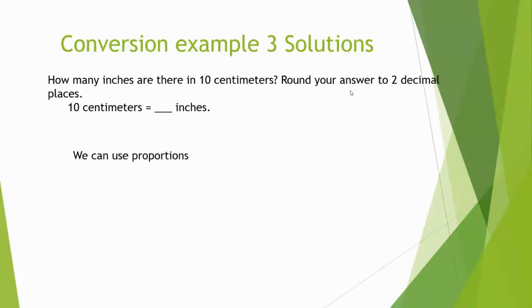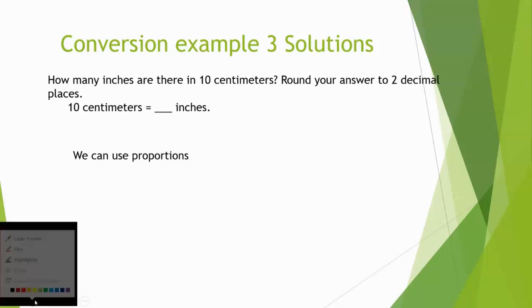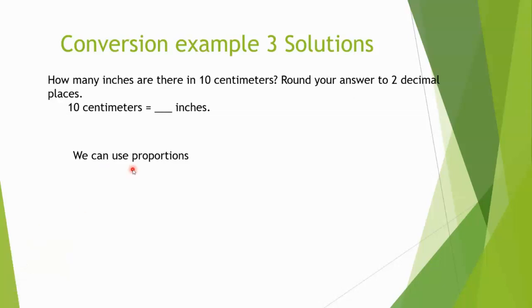Okay, so we can use proportions, as I said before, since we're doing conversions. So we want to know how many inches there are in 10 centimeters, right? And we know from an earlier slide, this is the conversion I used. If you use the other conversion factor, the only difference is that yours would be inverted. So here I use 2.54 centimeters per 1 inch.